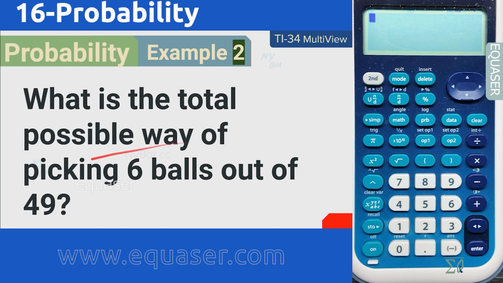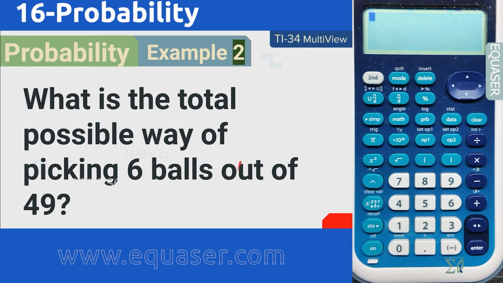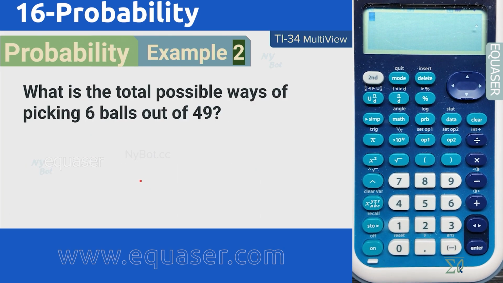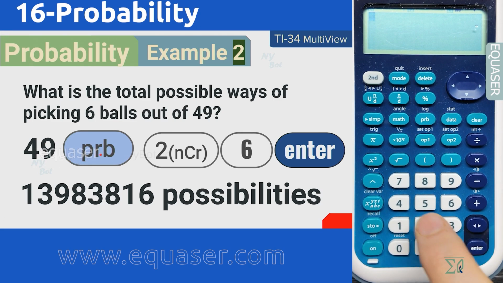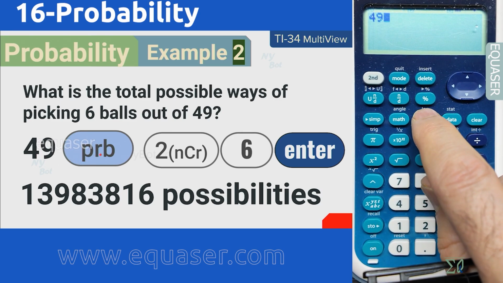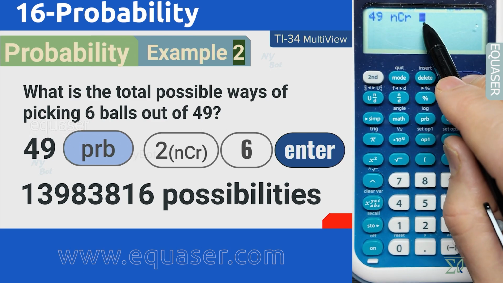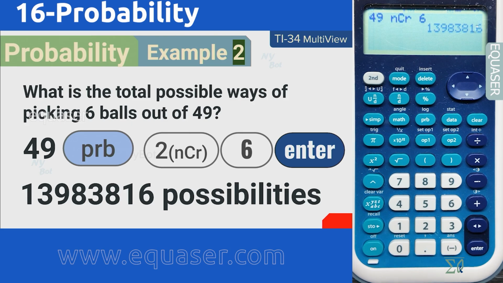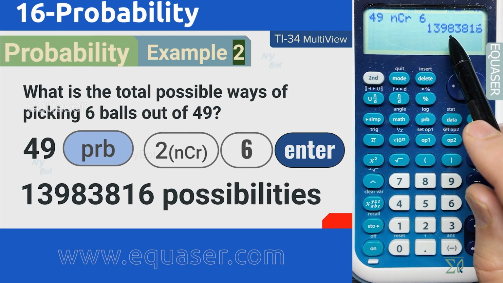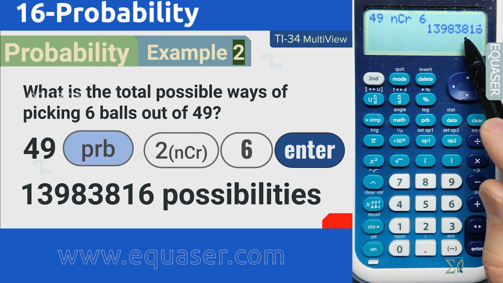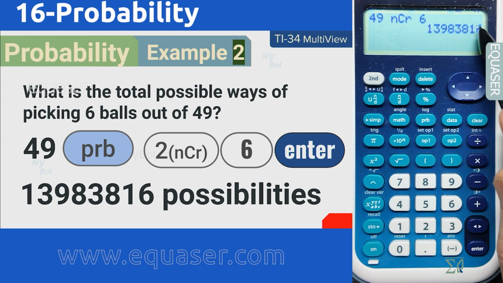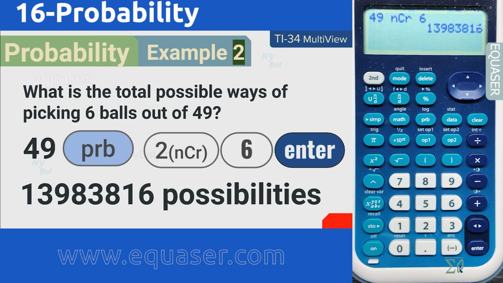What is the total possible number of ways of picking 6 balls out of 49? This is done in a lottery in most countries. So they have 49 balls and they are picking 6. To do that, we say 49 PRB 2, that is PRB combination, or choose 6. If I press enter, it's 13.98 million, approximately 14 million possibilities.